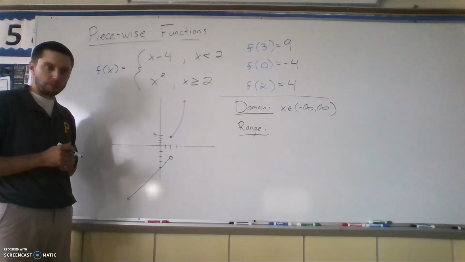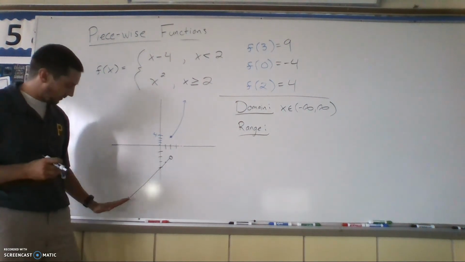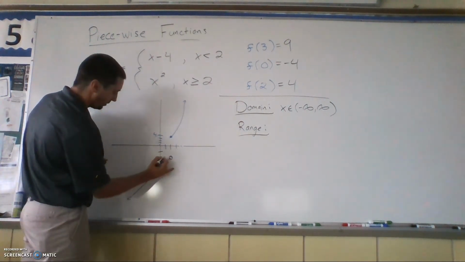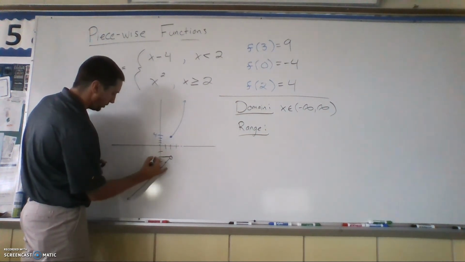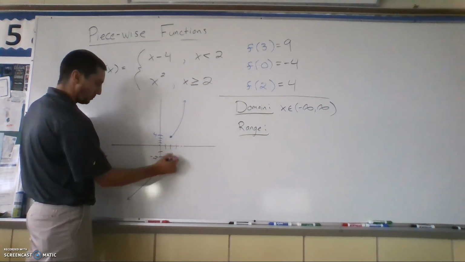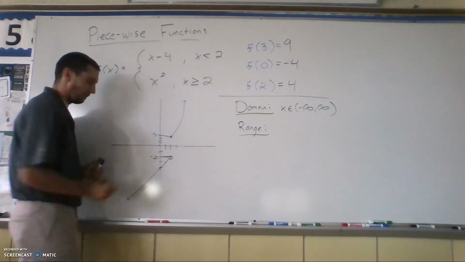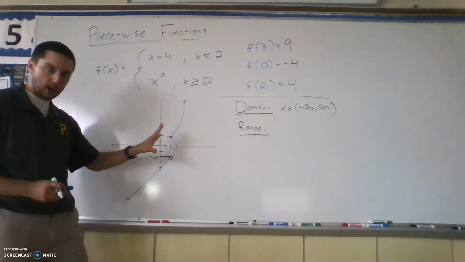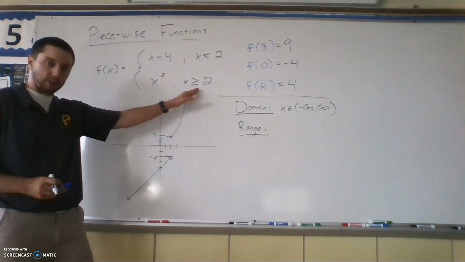Okay, so what did you come up with? So we have -infinity all the way to here. What is this value right here? I forget. -2. And then we take a break, and then we pick it back up at 4. So -infinity to -2, pause, 4 to infinity.